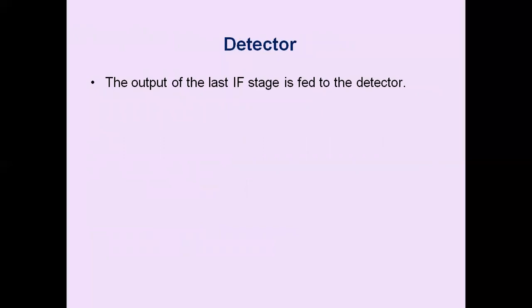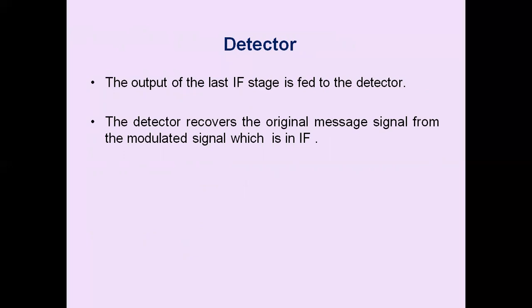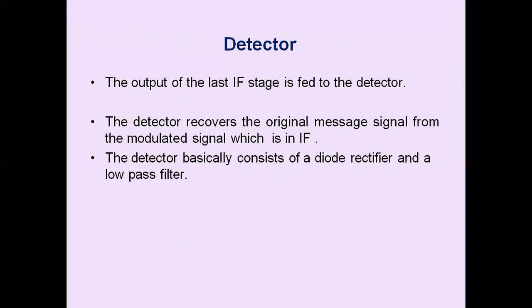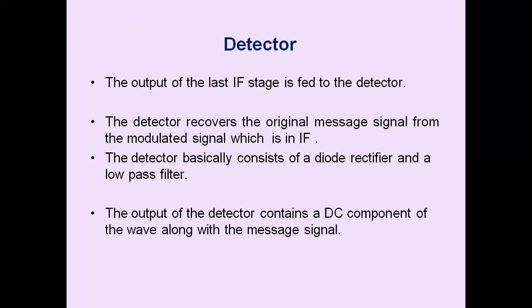Now we have the detector. The output of the last IF stage is fed to the detector. The detector recovers the original message signal from the modulated signal, which is at IF. The detector basically consists of a diode rectifier and a low-pass filter. The output of the detector contains the DC component of the wave along with the message signal.